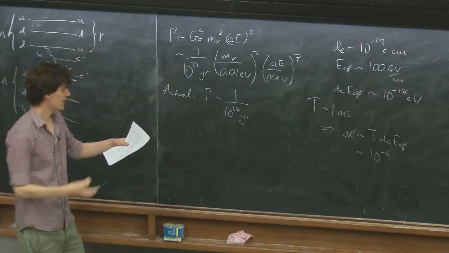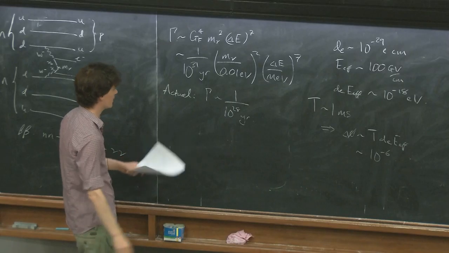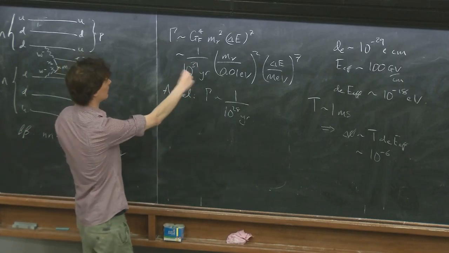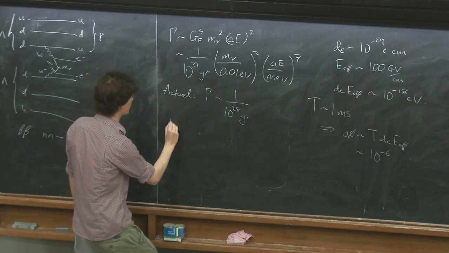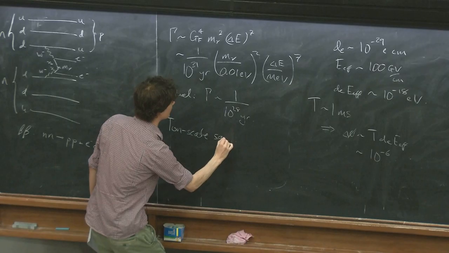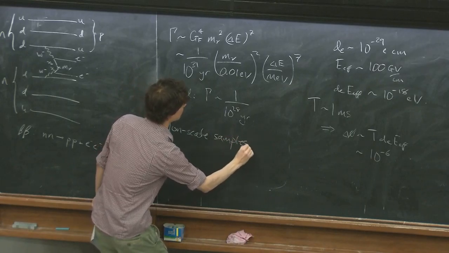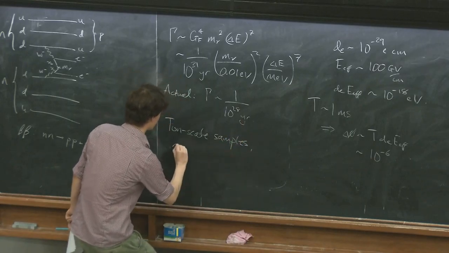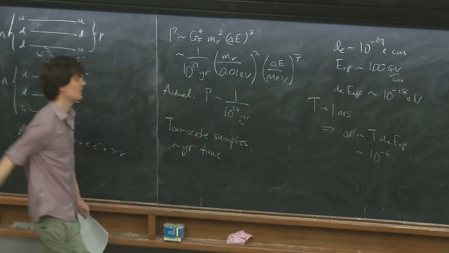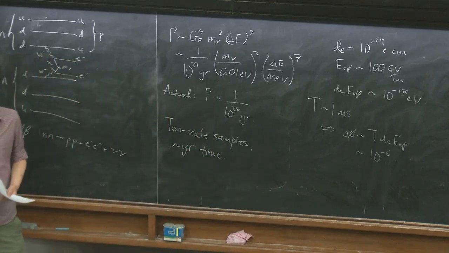So putting in actual numbers, whereas before they were looking at thousands of tons for proton decay, here we're a few orders of magnitude better, so we need ton scale samples in order to have this happen a few times within the lifetime of our experiment.